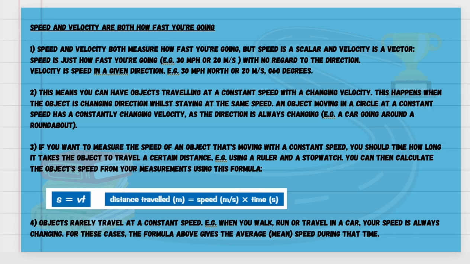Objects rarely travel at a constant speed. For example, when you walk, run, or travel in a car, your speed is always changing. For these cases, the formula above gives the average mean speed during that time.